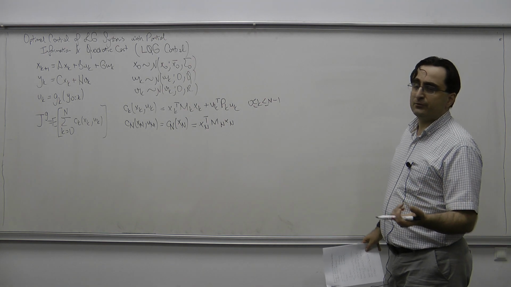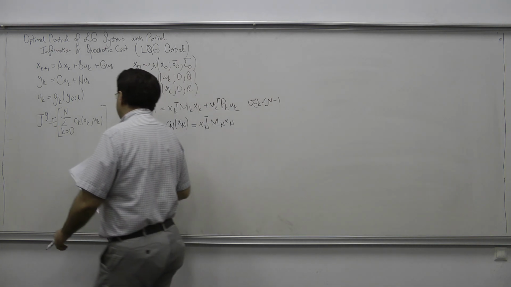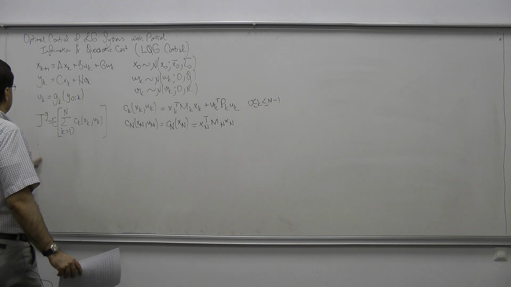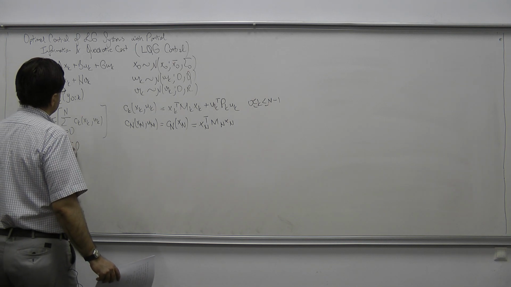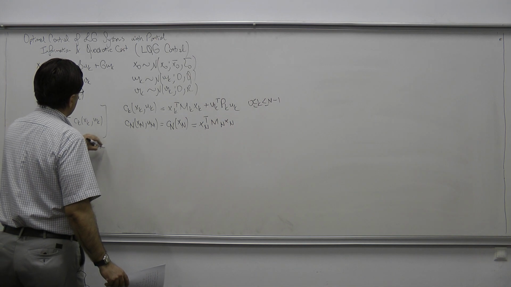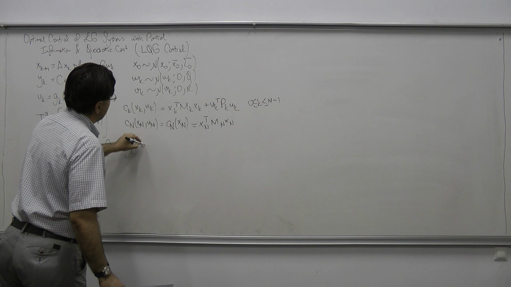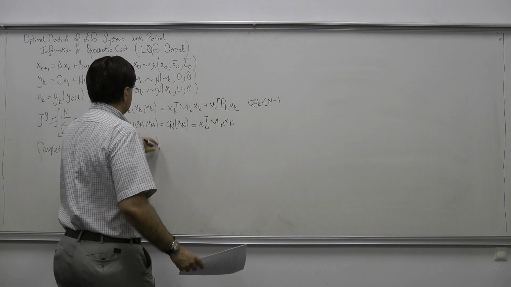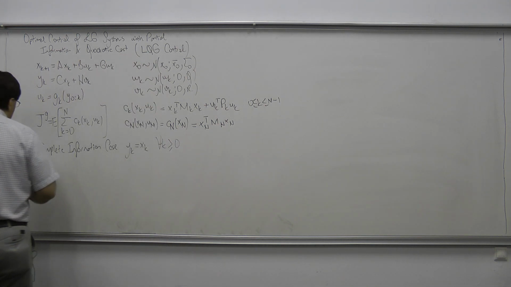So the first thing that I'm going to do here about this control is to remind you what we have seen for the complete information case. In the complete information case, we had yk equal to xk. We had perfect information of the state for all k larger than or equal to 0.